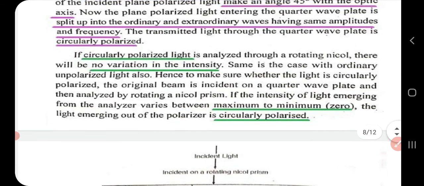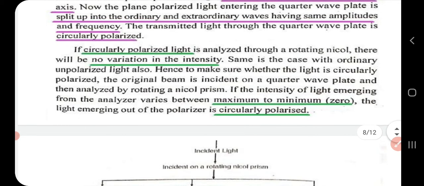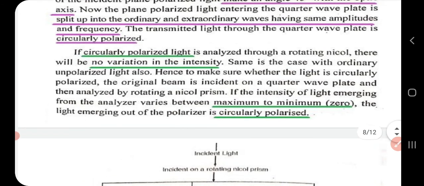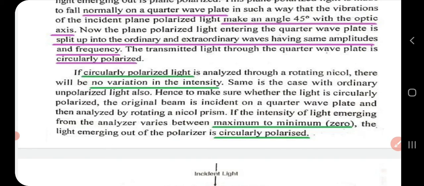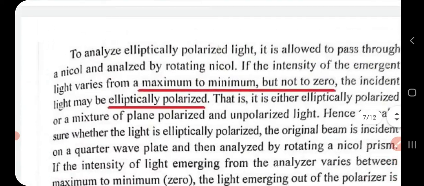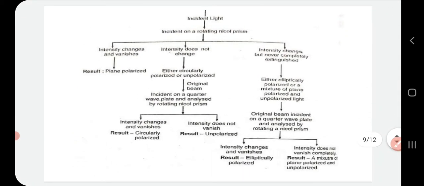Now, to detect the circularly polarized light, you pass it through a second Nicol prism. If you notice that there is no variation in intensity, then the emergent light is circularly polarized. If the intensity of emergent light varies from maximum to minimum including 0, the emergent light is plane polarized. If the intensity varies from maximum to minimum excluding 0, it is elliptically polarized. If there is no variation in the intensity, it is circularly polarized. So compare these three and study for the essay. They have demonstrated this using a diagram, just the steps.